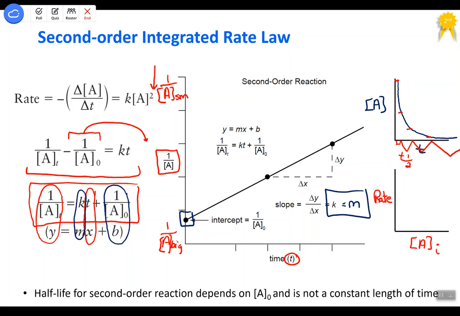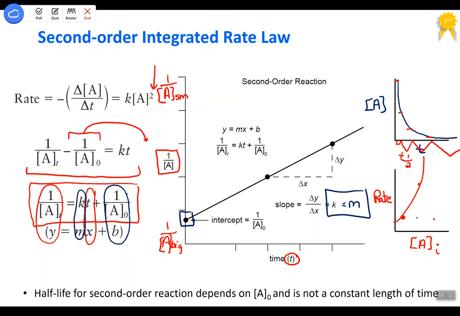So if I did an experiment, let's say there, that's the concentration I had, I could measure the rate. If I doubled A, I would quadruple the rate. If I did it like this, we would see that it changes very, very quickly.